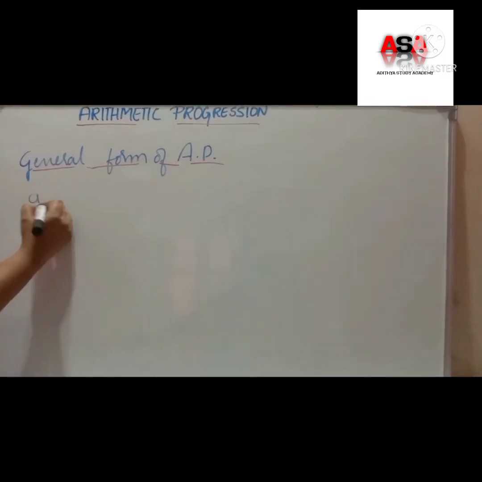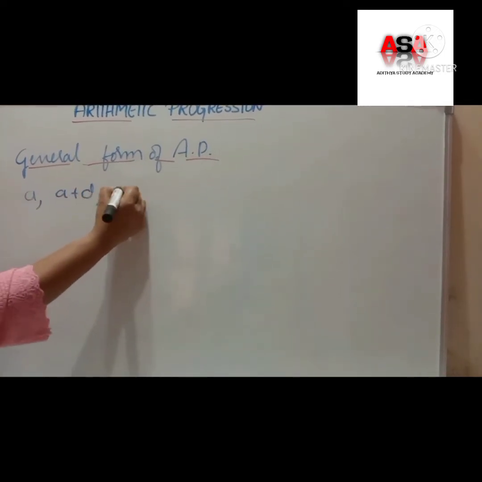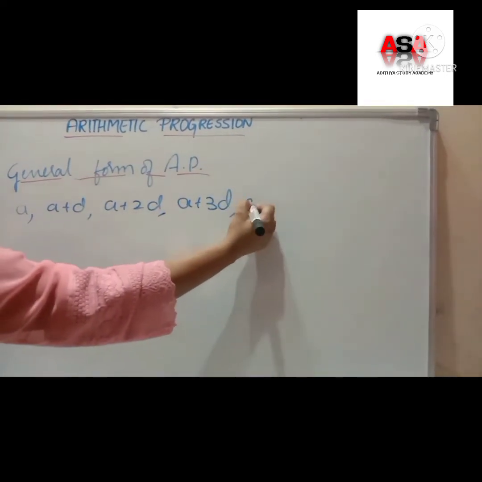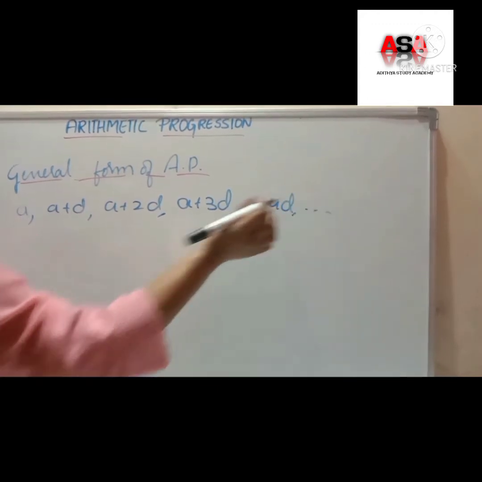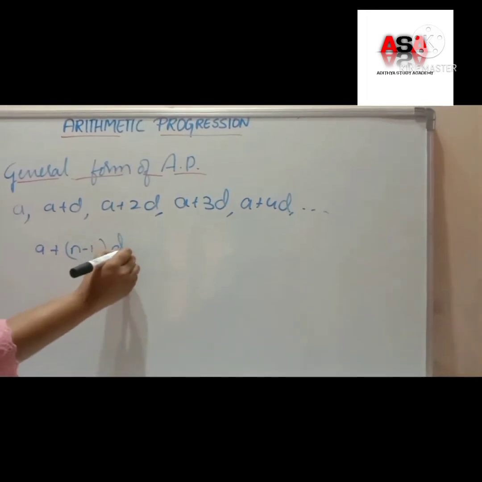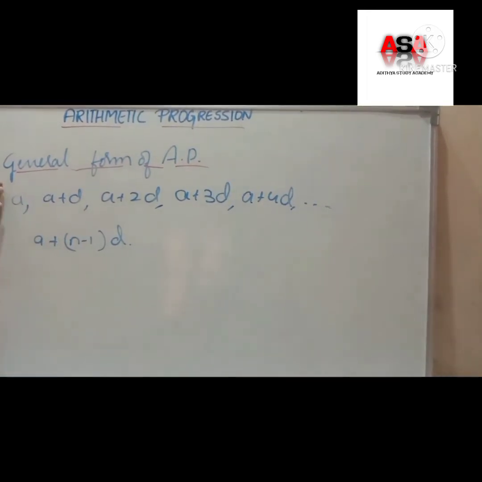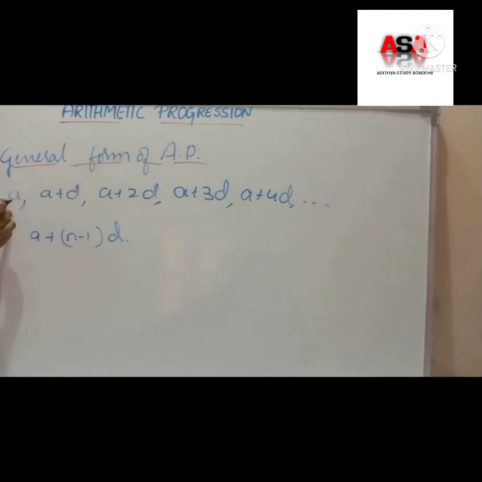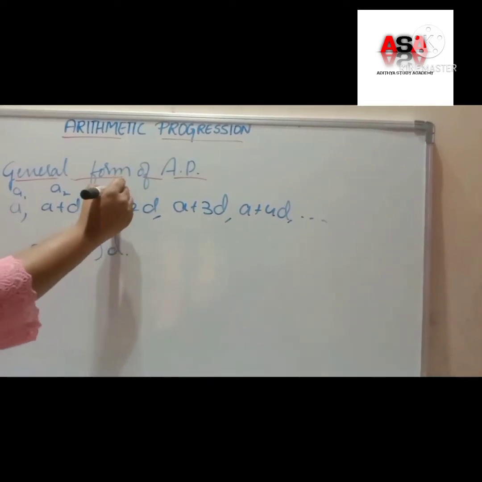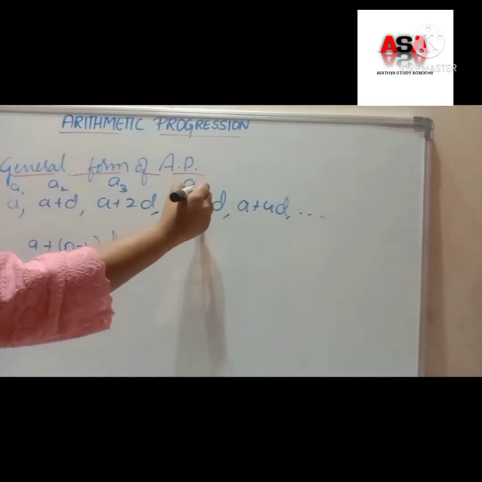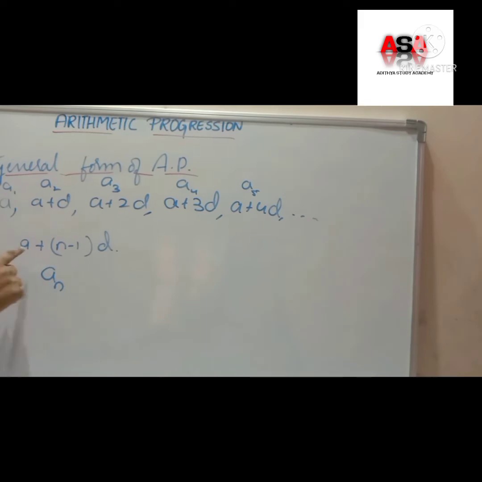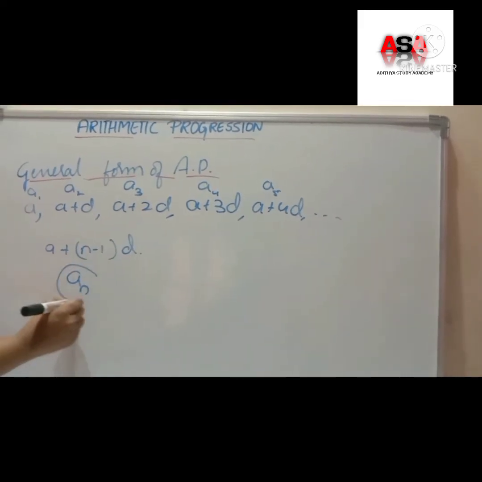It is written as a, a plus d, a plus 2d, a plus 3d, a plus 4d and so on. At last we'll get a plus n minus 1 into d. Okay, this is how we represent the general form of AP. Here a means a1, a plus d means the second term, that is a2, a plus 2d means the third term, a plus 3d is the fourth term, a plus 4d is the fifth term, like this. a plus n minus 1 into d is nothing but the nth term.